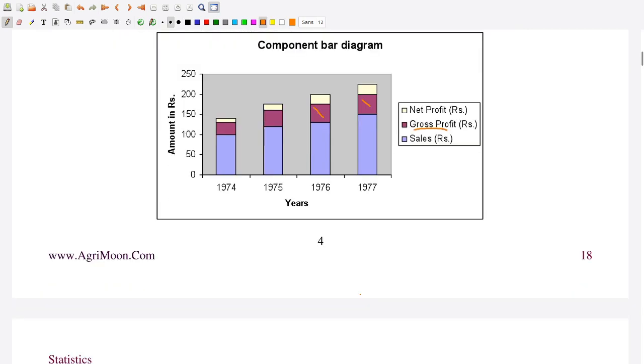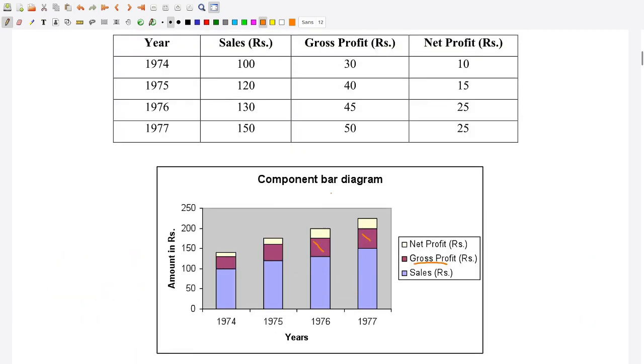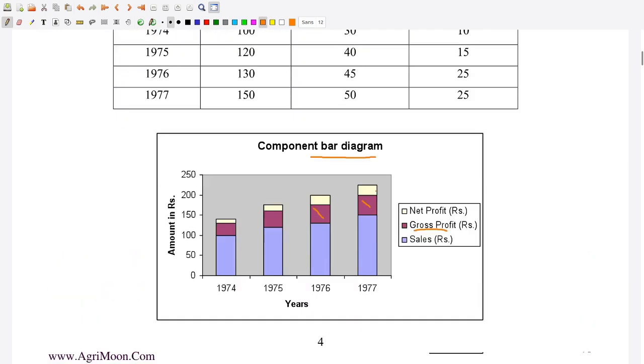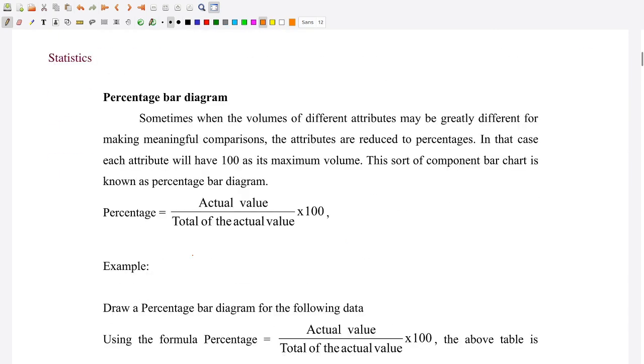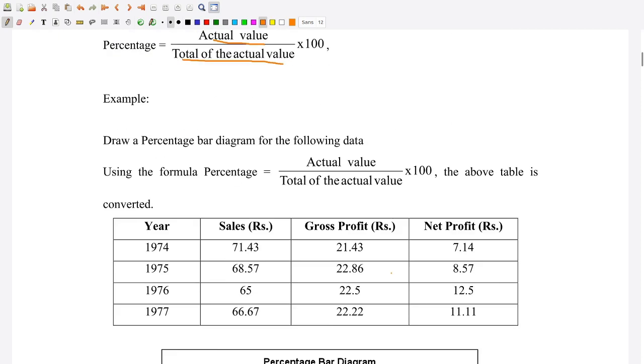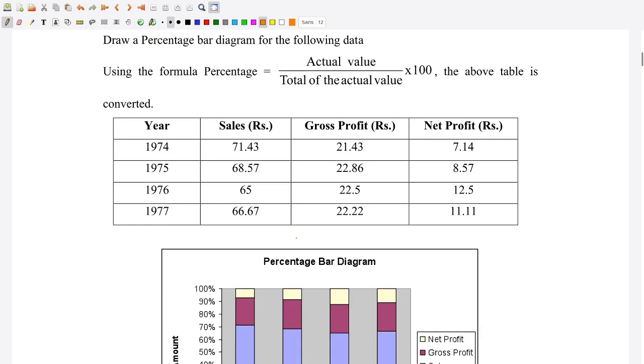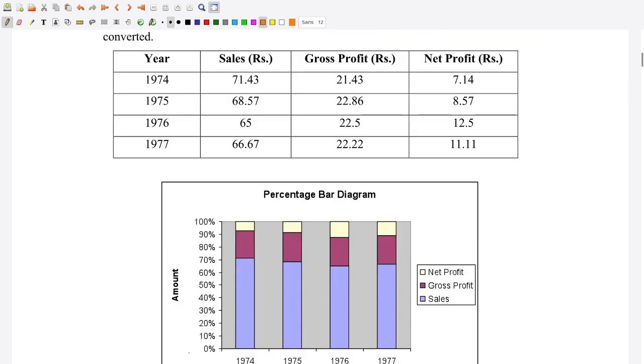So what you can do instead of making this component bar diagram is draw the percentage bar diagram. How can we do that? We can do that by using this formula: we divide the actual value by the total actual value and multiply by 100. In this case, for example, the percentages are calculated for each one. So now you can make a clear distinction.